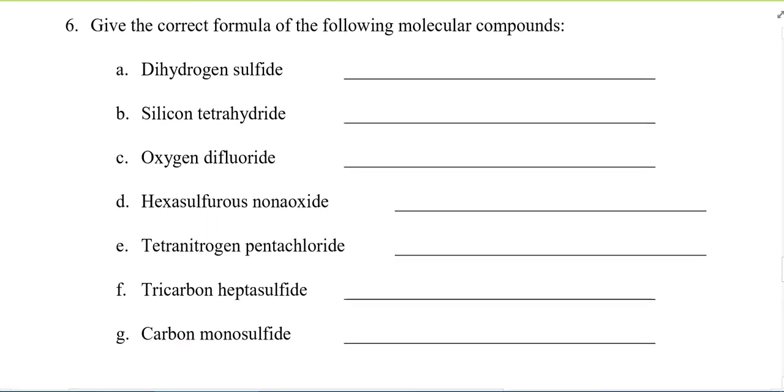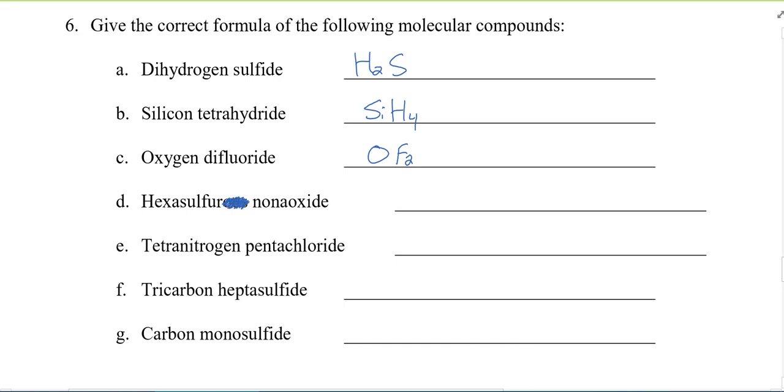So for 6A, I gave you the dihydrogen there for you. Normally that di would be gone. It would just be hydrogen sulfide, but I gave you dihydrogen because, well, we did. So we got formulas, dihydrogen, so H2S, silicon tetrahydride, SiH4, oxygen difluoride, OF2, hexasulfur, it should just say hexasulfur, I don't know why it says that.